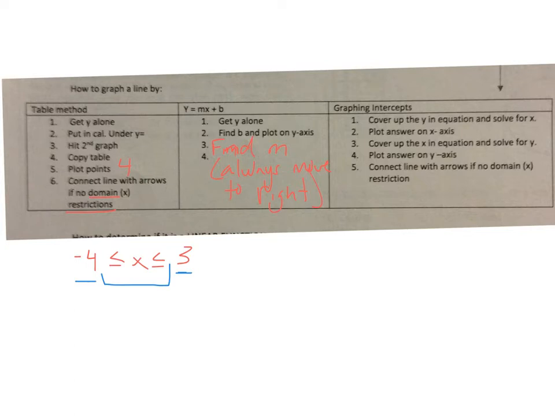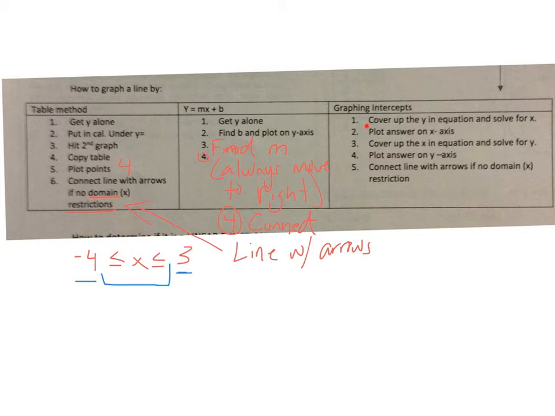And number 4, I'm just going to take this number 4 and bring it down here. Number 4 says connect the line with arrows, unless there's a domain restriction again. So step number 3, let's just recap. Step number 3 would be find your m and always move to the right. That's my hint, find your m. And then 4 is connect the line with the arrows if no domain restrictions once again.